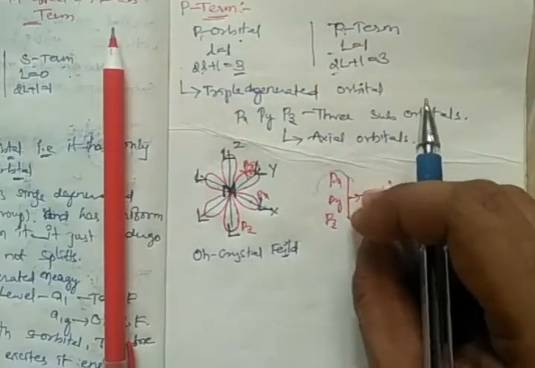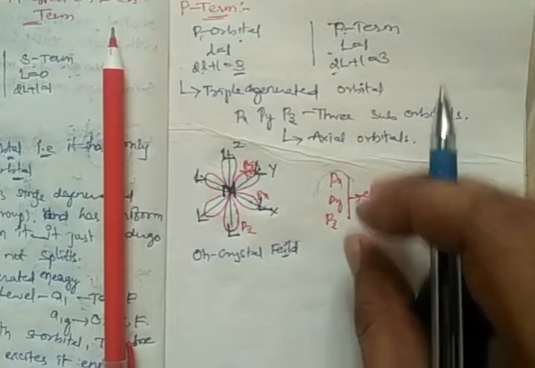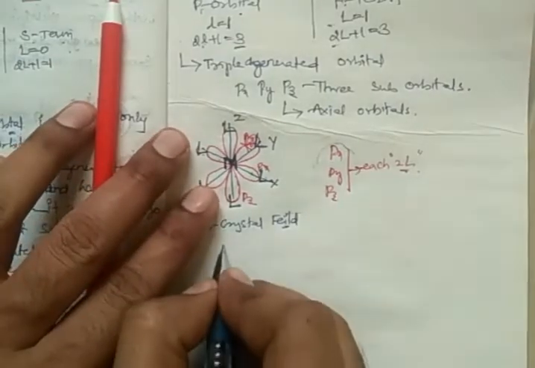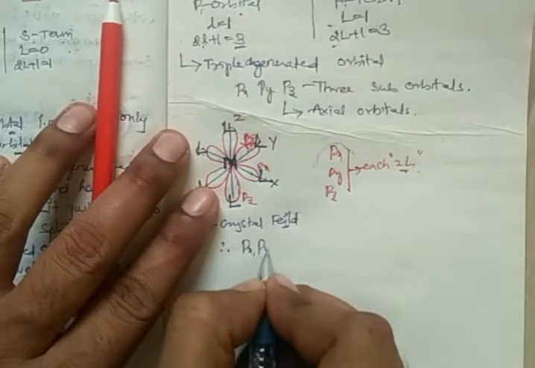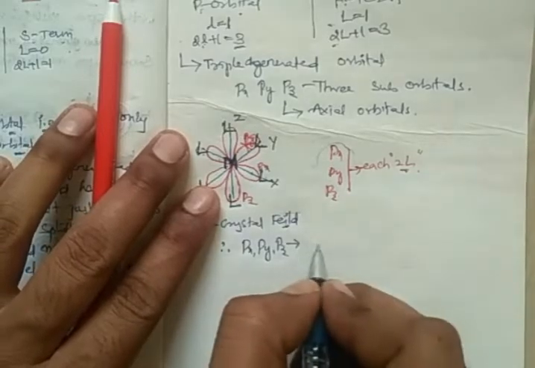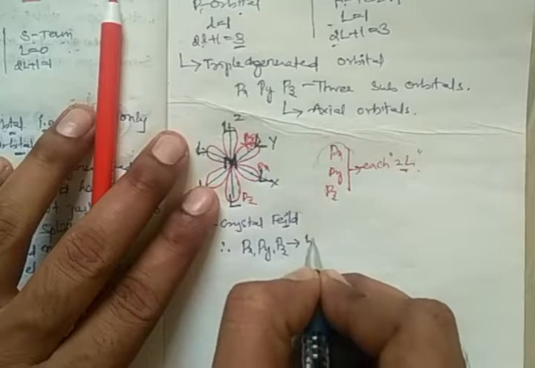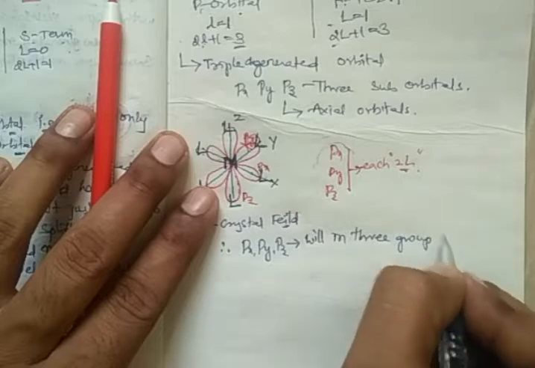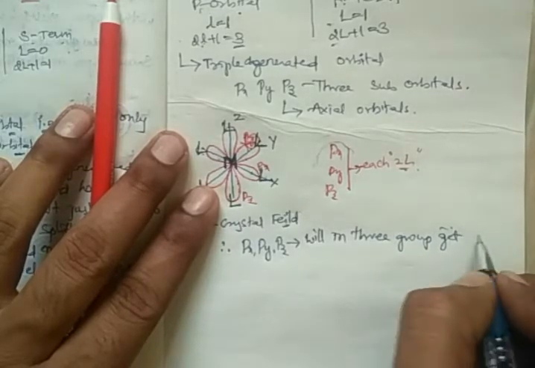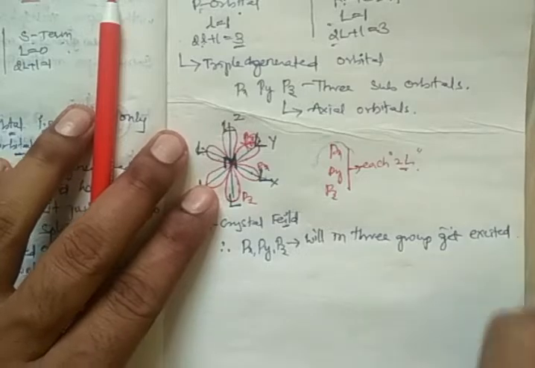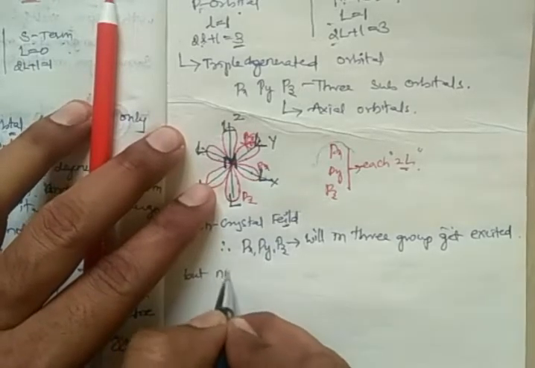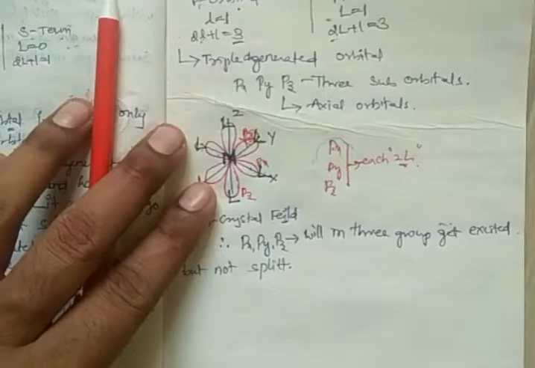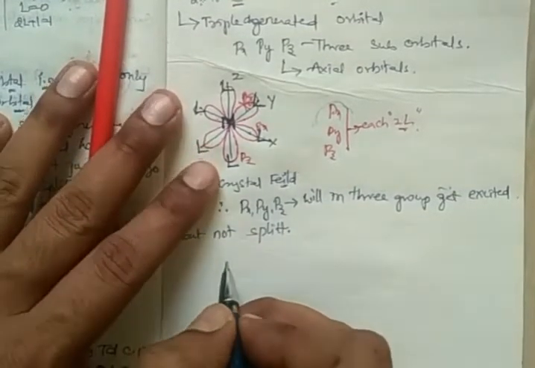So the group of px, py, pz will get excited and reach a higher energy level, and there will not be any splitting. Therefore, the px, py, pz in a group of three get excited but not split, right?